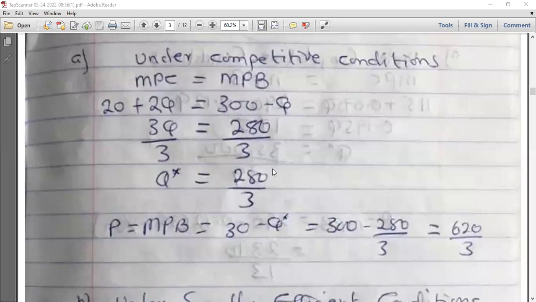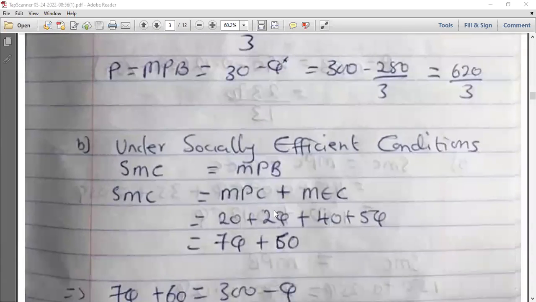Okay. So it's just simple. You just equate your marginal private cost to the marginal private benefit. Get the quantity under competitive conditions, and then when you are done, you substitute your quantity into the MPB. It doesn't really matter if you put it into MPB or MPC, you get the same answer, but MPB is the price. Okay. All right, that's under competitive condition.